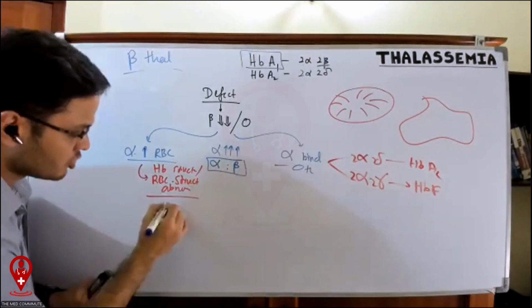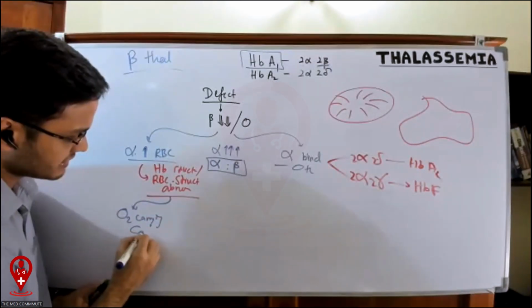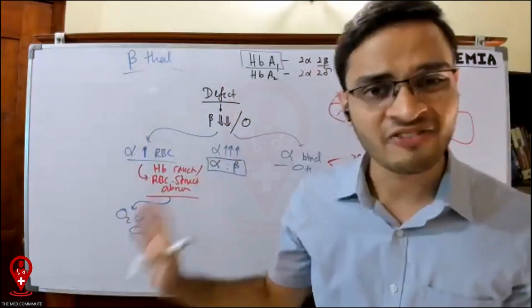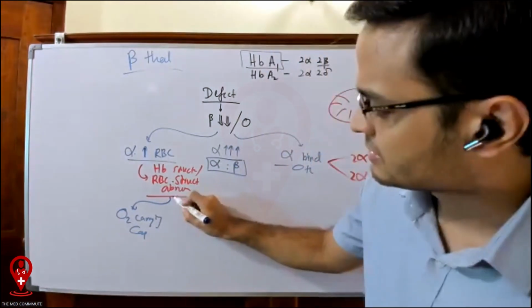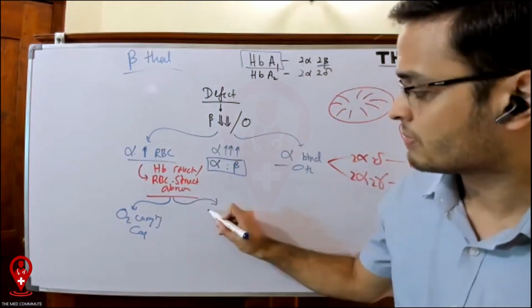First thing, what is the most obvious thing? Oxygen carrying capacity. What is going to happen to our oxygen carrying capacity? Oxygen carrying capacity drops, because they are not efficient now. So the oxygen carrying capacity drops. Another thing is, specifically with the structural differences, they are going to break down.